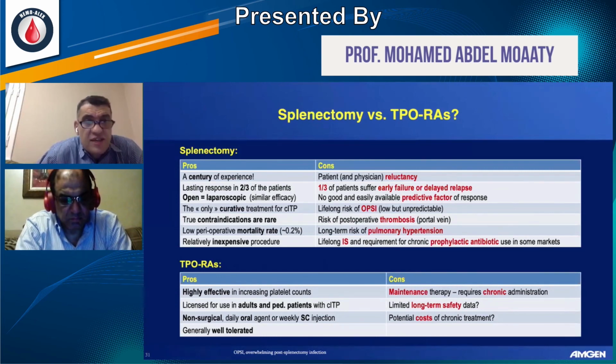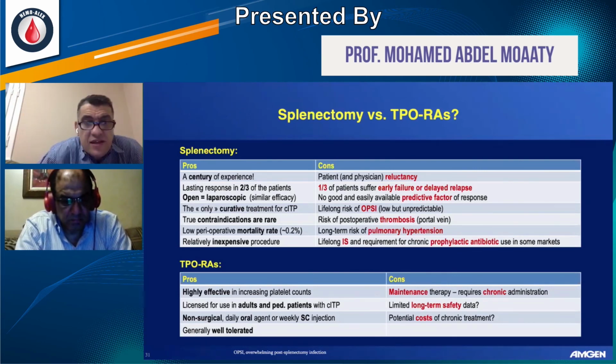Open splenectomy is equal to laparoscopic splenectomy. It is the only curative treatment of chronic ITP. True contraindications are rare except comorbidities and old age. Perioperative mortality is low, less than 2%, around 0.2%. It is a relatively inexpensive procedure, especially in countries with limited socioeconomic resources. Patient reluctance is a very important disadvantage. 1/3 of patients have early treatment failure.